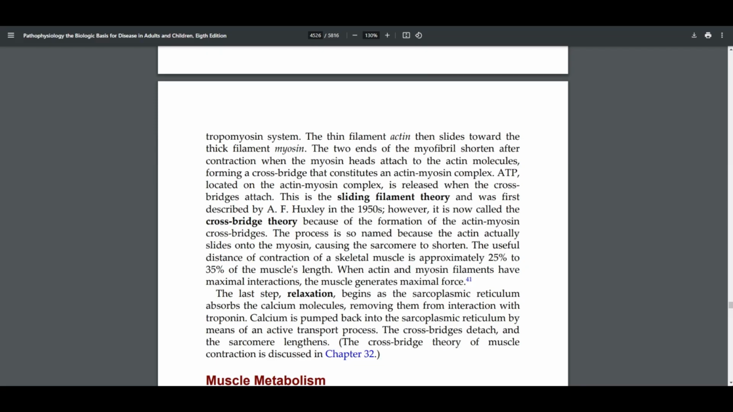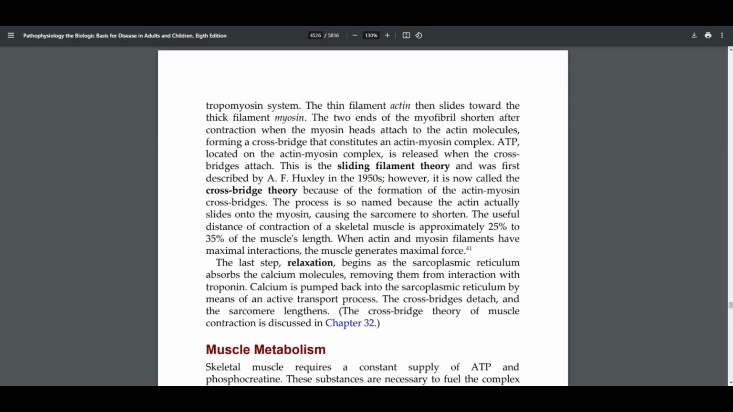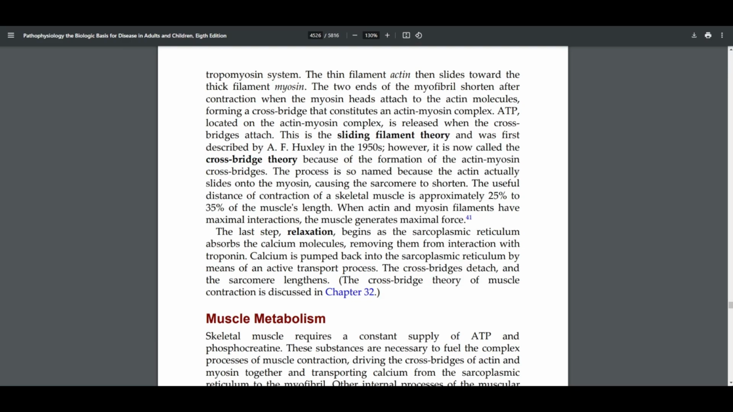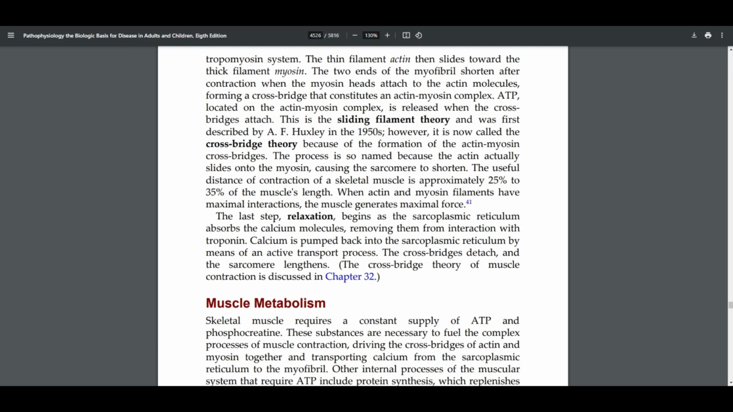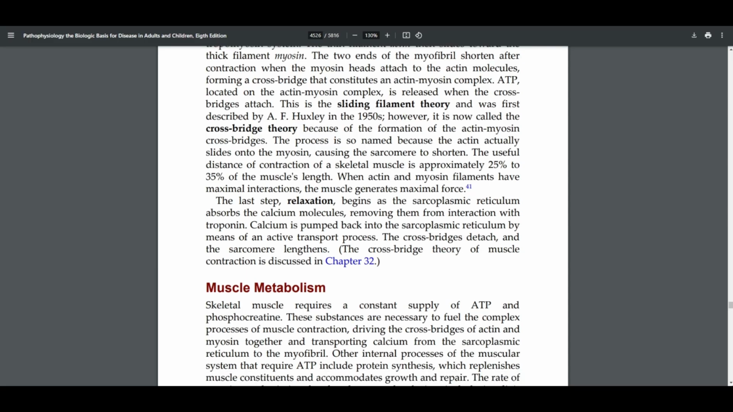The useful distance of contraction of the skeletal muscle is approximately 25% to 35% of the muscle's length. When actin and myosin filaments have maximal interaction, the muscle generates maximal force. The last step, relaxation, begins as the sarcoplasmic reticulum absorbs the calcium molecules, removing them from interaction with troponin. Calcium is pumped back into the sarcoplasmic reticulum by means of an active transport process. The cross bridges detach and the sarcomere lengthens.